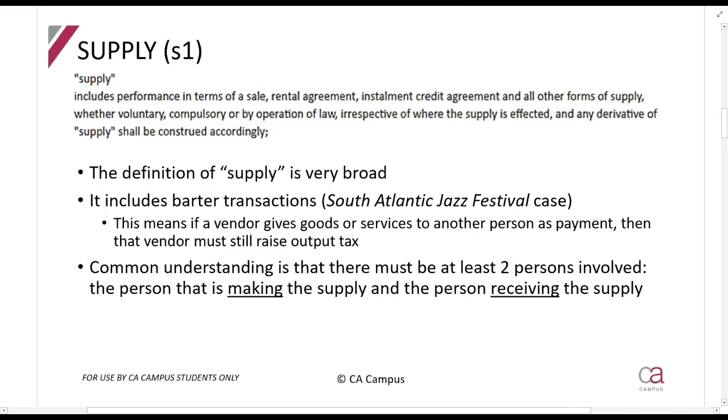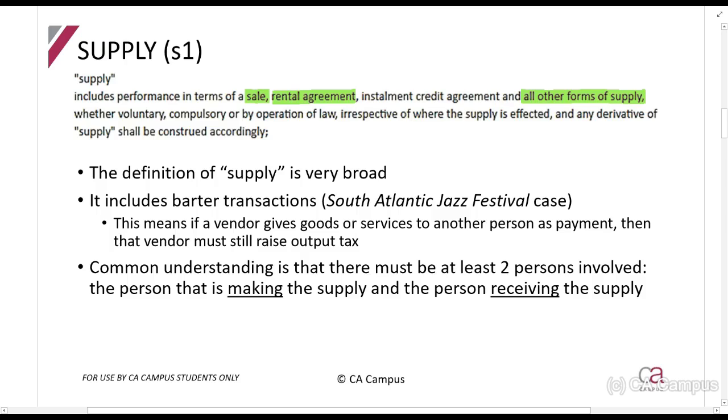So let's start looking at the first one. There must be a supply. So what does a supply mean? Section 1 of the VAT Act gives us a definition of supply. It says supply means, or includes, a performance in terms of a sale, a rental agreement. Those are the two most common ones we see. Installment credit agreement and all other forms of supply, whether voluntary, compulsory, or by operation of law, irrespective of whether the supply is effected, and any derivatives of the supply shall be construed accordingly.